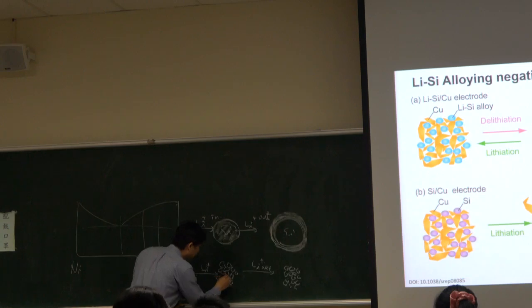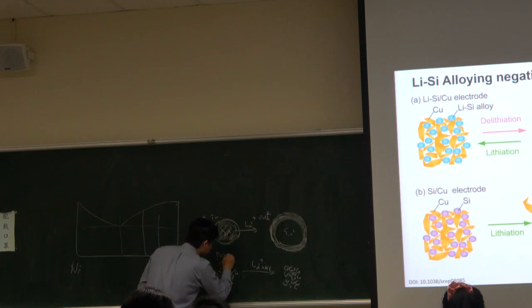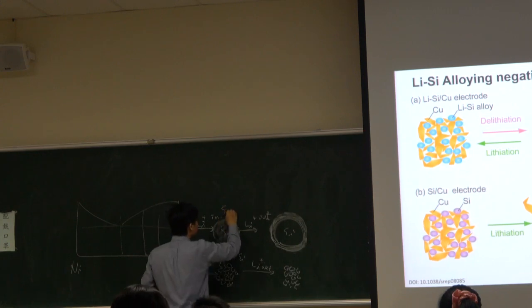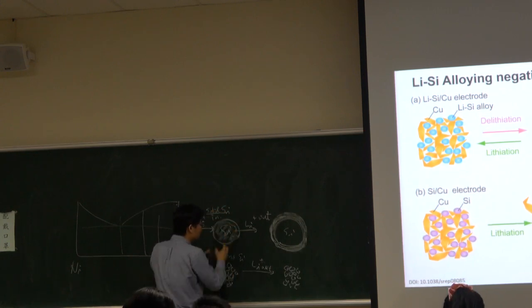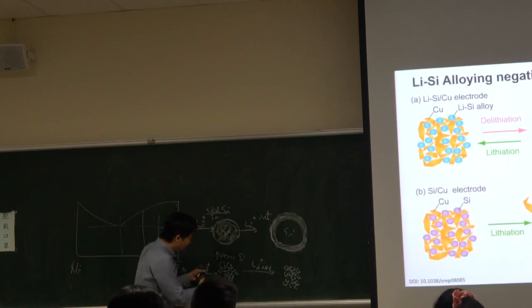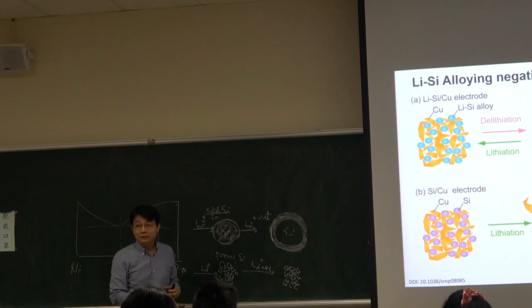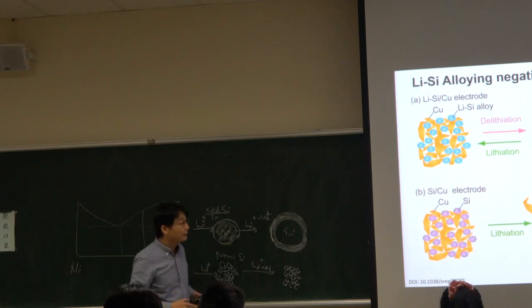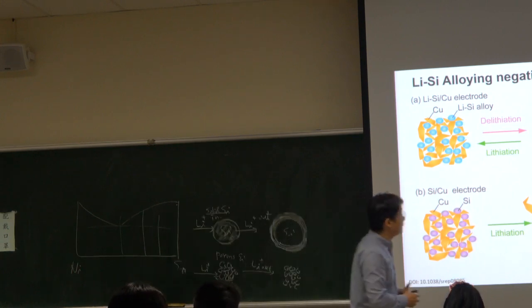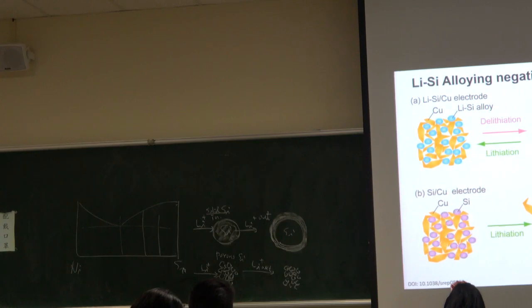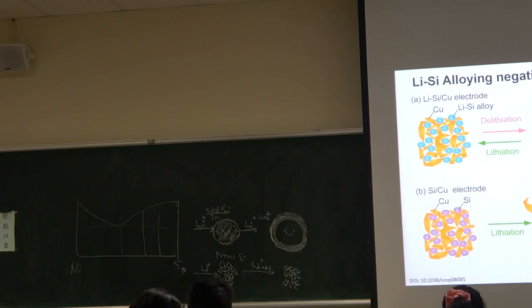Here is a porous silicon. This is a solid silicon. The solid silicon will be expanded, but the porous silicon has a lot of pores inside, which can accommodate the volume expansion. Like if you look at this, here is another porous structure.